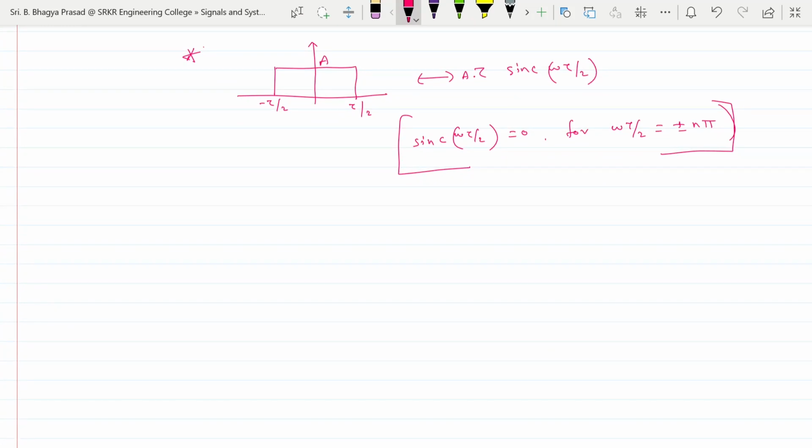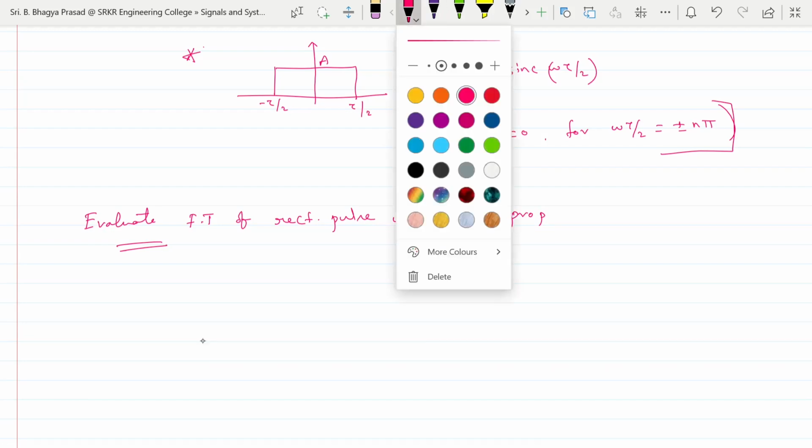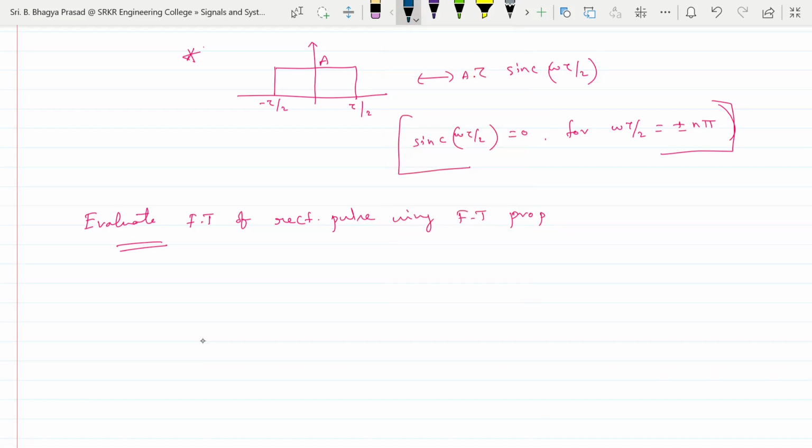Okay, so evaluate the Fourier transform of a rectangular pulse using Fourier transform properties. Okay, let us see this. So let me draw this once again. x of t is 1 from minus tau by 2 to tau by 2, and this is 0.